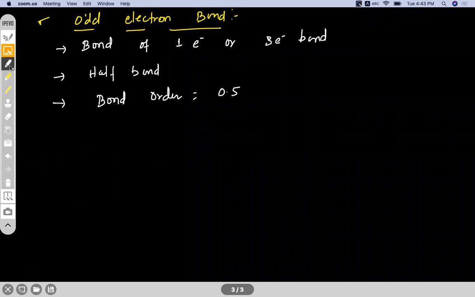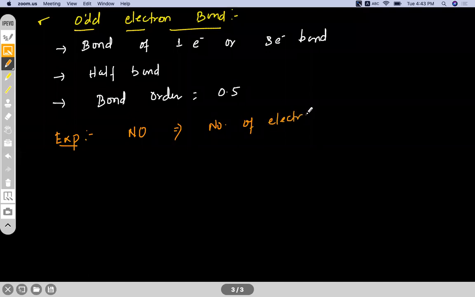Look at this example. The molecules which have an odd number of electrons are said to have an odd electron bond. For example, you see NO. The number of electrons NO has: you can see 8 for oxygen, 7 for nitrogen, that is 15. If you talk about the valence electrons here, 5 for nitrogen, 6 for oxygen, that is 11. 11 is an odd number, hence the molecule contains an odd electron bond.